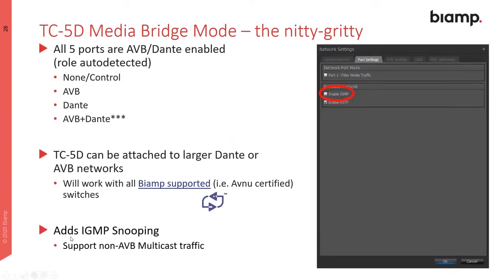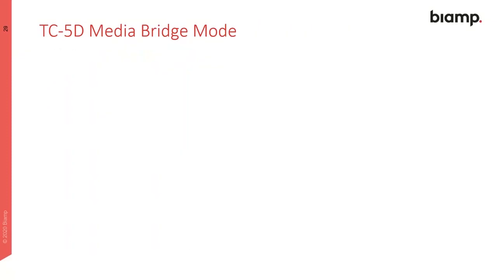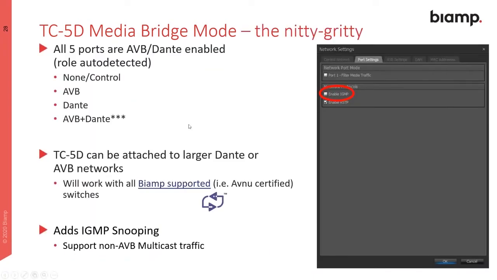Last thing, you can add the IGMP snooping, which can support non-AVB multicast traffic. As you may know, some of the vendors support multicast traffic. For example, they can run video or audio through multicast IGMP snooping, like CobraNet, for example. Then you can just enable the IGMP snooping in those devices.